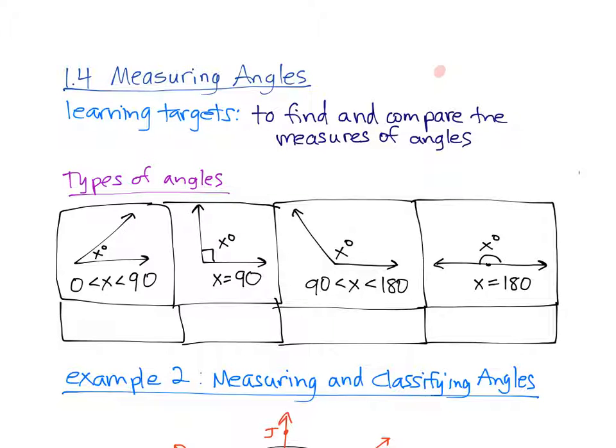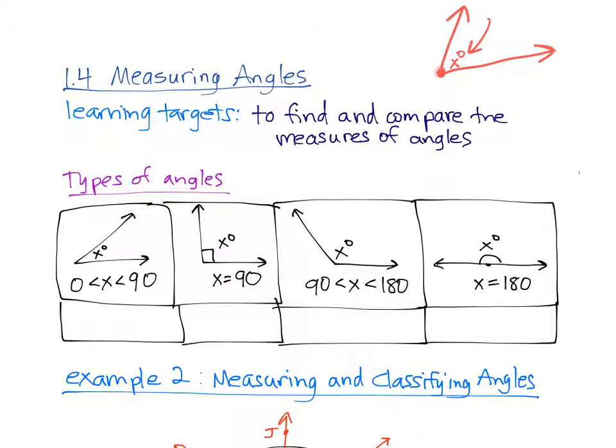So from this, say this was my point, and then we had a ray that goes off, and then from the same endpoint, another ray goes off. This here is the angle, right? And then this here has a measure, that you can see down below.